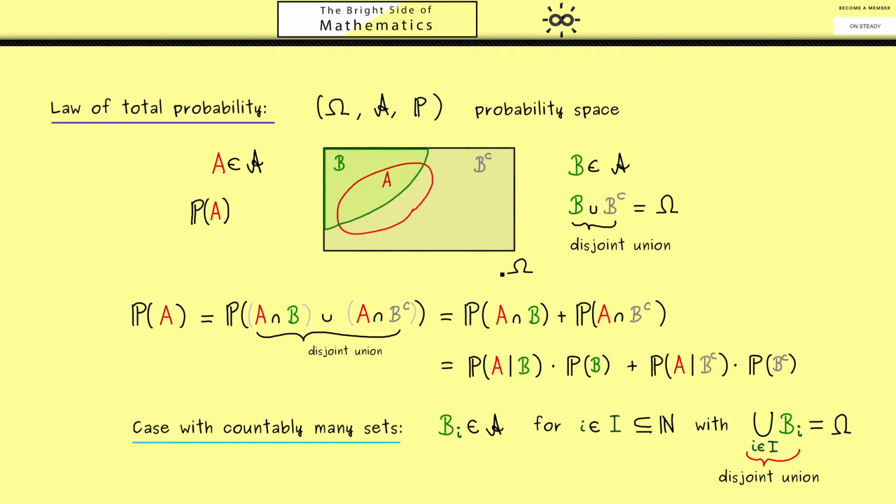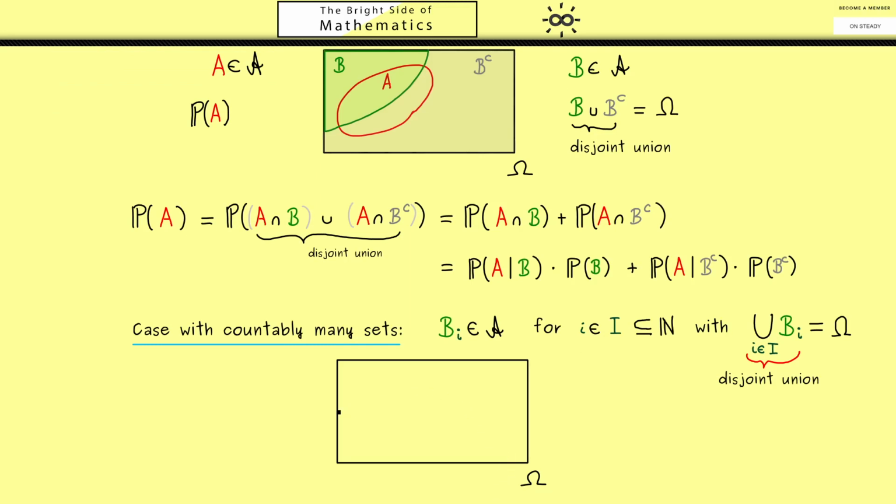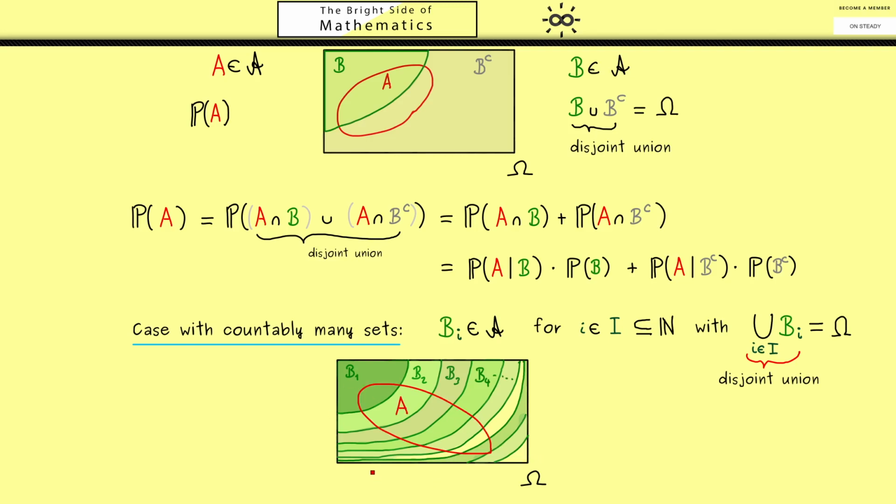Now let's also visualize this in a picture. There's our sample space omega again, and now we don't just find one set B but a lot of them. For example, such a decomposition of omega could look like this. And here please don't forget, it's possible that we have infinitely many sets B_i. Therefore, in this picture, they would get thinner and thinner when we go in this direction, for example. Of course, there are a lot of possibilities to visualize this. However, the important part here is that we also have a set A, of which we want to calculate the probability.